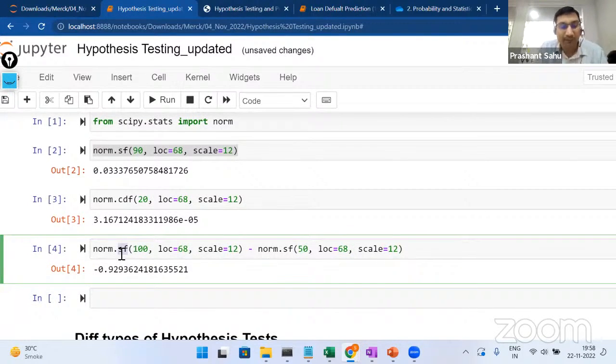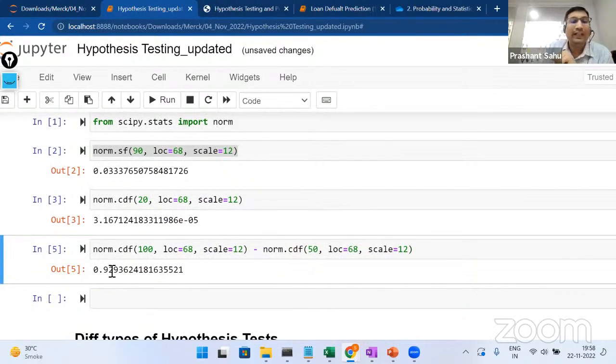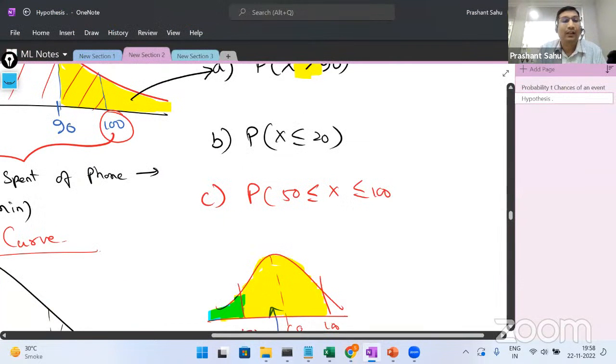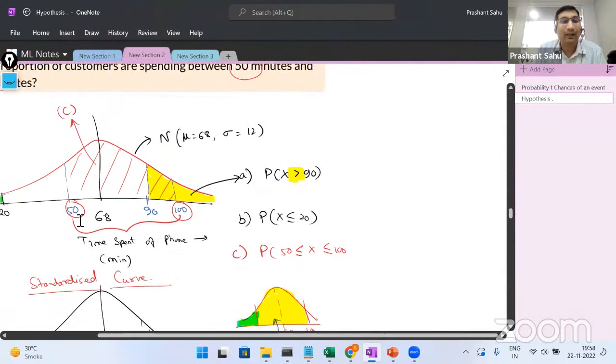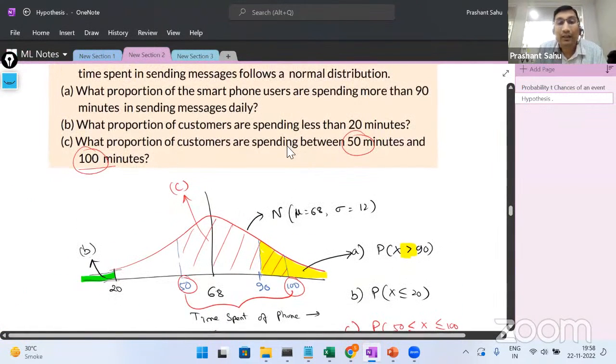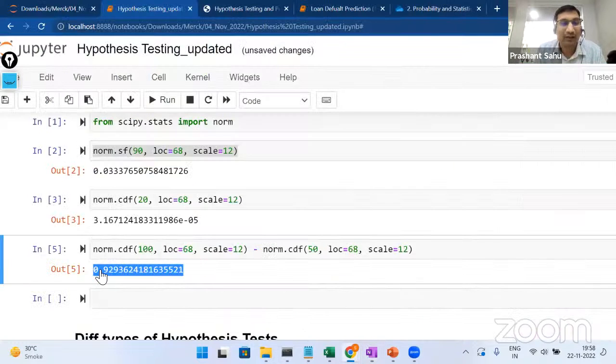Sorry, instead of SF, you will have to go for CDF because you are finding the area from the left side, which is why this was coming out negative. So 92.9. Roughly 93% of the people are spending time between 50 to 100 minutes. We have got this answer, 92.9. That is the proportion. Multiply by 100, and you'll get the percentage easily.